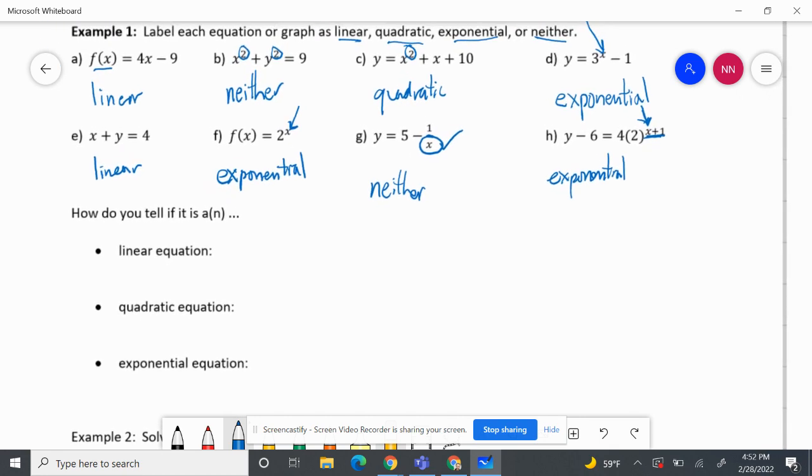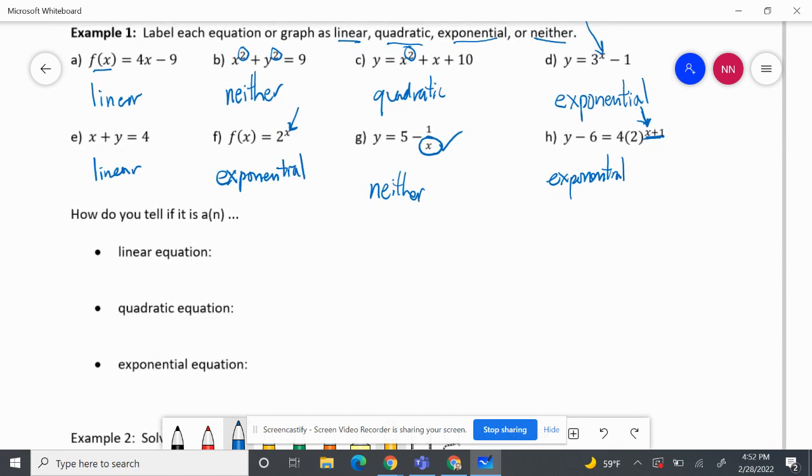Now, just to summarize, how can we tell? Linear equations, we're looking at the exponent, and what we're noticing is that there are no exponents. Quadratic, the exponent is squared. And then for exponential, the exponent is an x. Or we could say a variable.